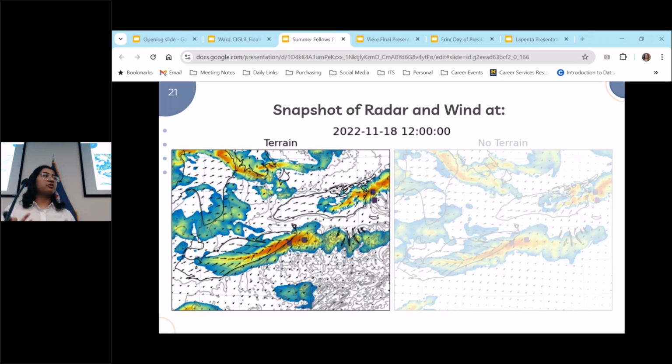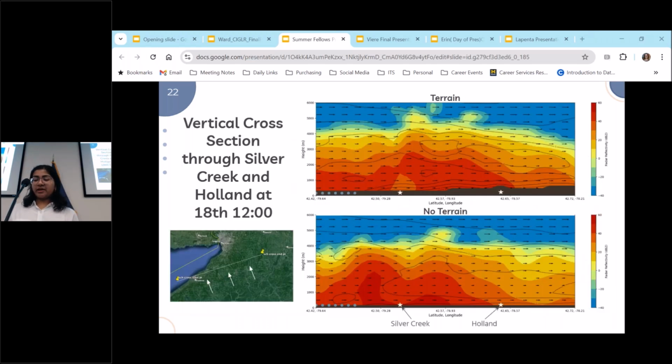Versus for us, the cross-barrier wind is actually not the main flow. It's kind of to the side of it, and instead the flow is going along the terrain. This means that our cross-barrier wind is a lot weaker than Goen et al.'s paper would suggest. And this can be verified when we look at vertical cross sections of the storm. This is for Silver Creek and Holland, and as you can see, the contours, which are kind of around here, are rather weak, and that means that the cross-barrier wind is really weak too.